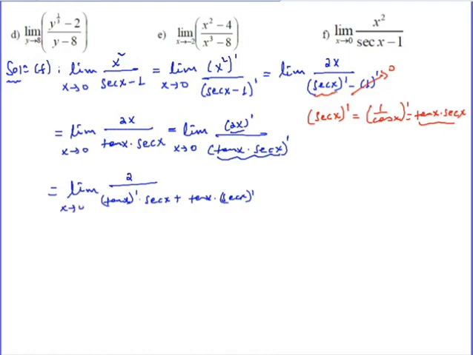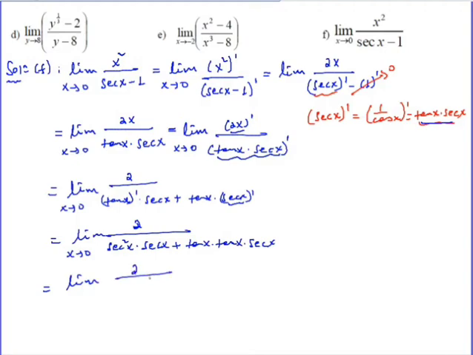As x approaches 0, this becomes the limit of 2 over, the derivative of tan x, which means sec square x, times sec x, plus the derivative of sec x, which is tan x sec x, so tan x times tan x sec x. So this means the limit of 2 over sec cube x plus tan square x sec x.